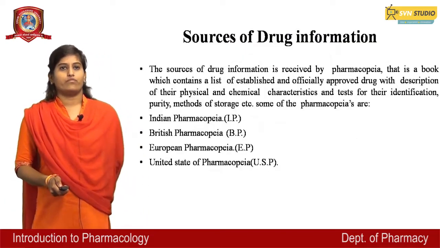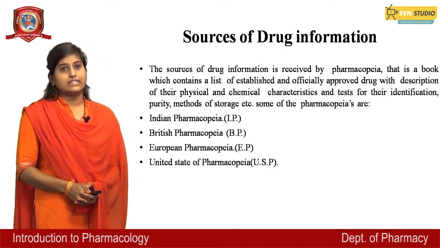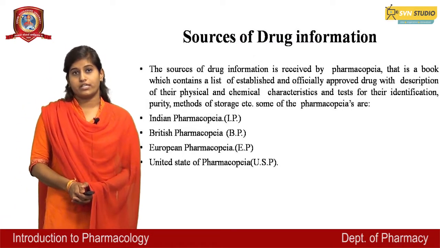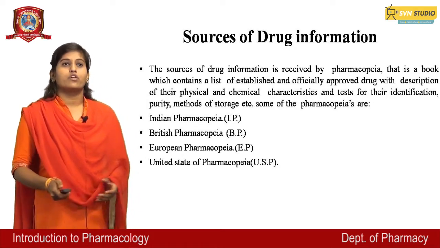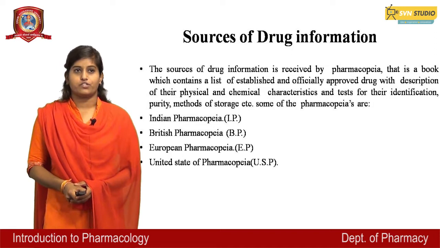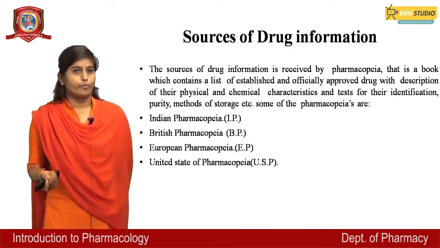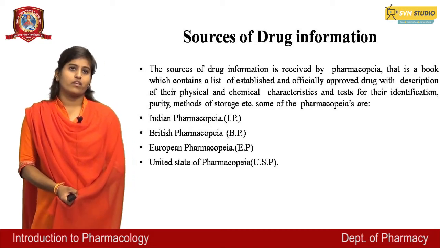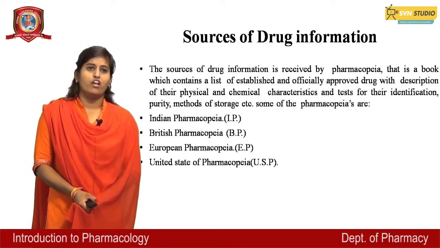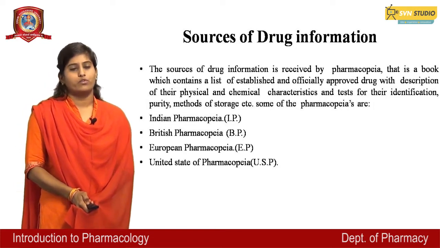The source of drug information is the pharmacopoeia, a book which contains a list of established and officially approved drugs with description of their physical and chemical characteristics and tests for their identification, purity, methods of storage, etc. Some of the pharmacopoeias are the Indian Pharmacopoeia, IP, British Pharmacopoeia, BP, European Pharmacopoeia, EP, and United States Pharmacopoeia, USP.